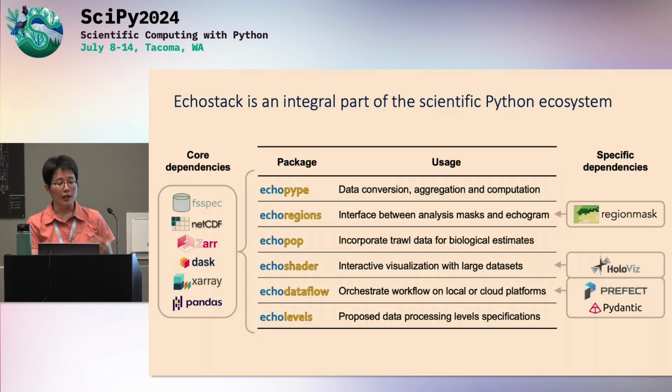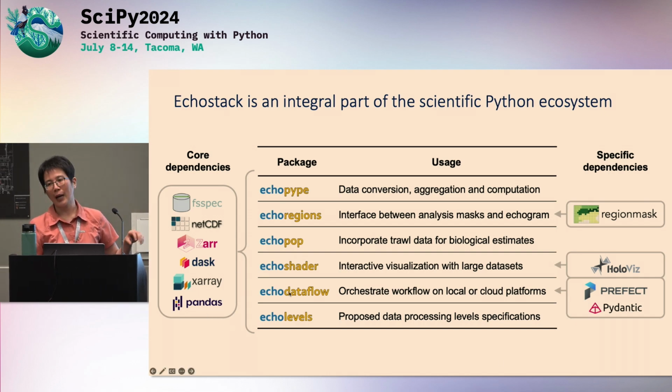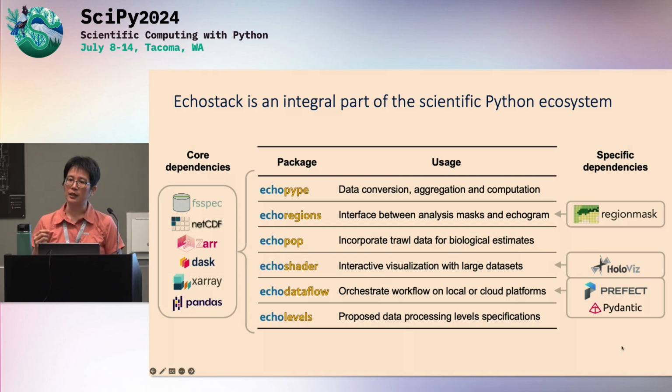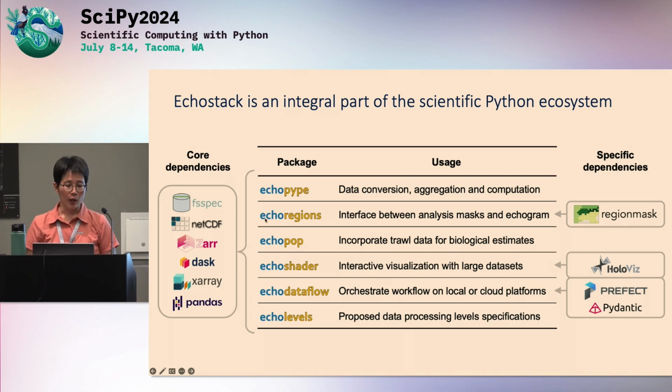So with Echostack, again, we build on top of what other people have created. On the left-hand side, you are seeing the core dependencies that all of our packages depend on. So we have fsspec, NetCDF, Zarr, Dask, Xarray, Pandas, and many other packages. I'm just listing a lot of those that are very useful for us. On the right-hand side, we also have more specific dependencies for some of those packages. For example, Echo Regions, which does the interface between the data and the analysis masks, leverages the regionmask package. Echoshader depends heavily on HoloViz tools.